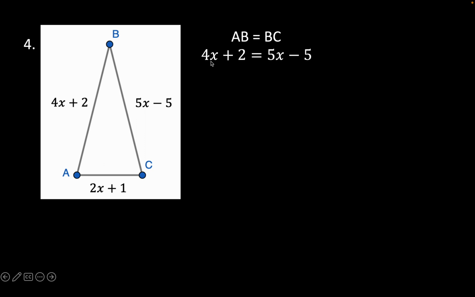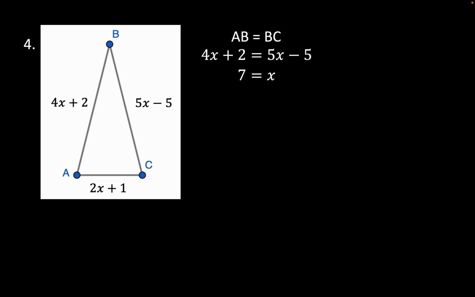I would move my smaller x, which means I would subtract 4x from both sides. 2 comes down. I'm sorry, not 2. Well, 5x minus 4x is x, plus 5 would be 7. I guess I just worked it out because it was on your quiz anyway. But again, you should have got 7.